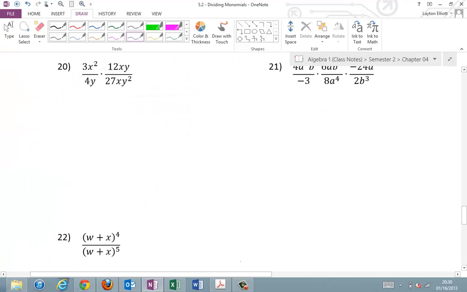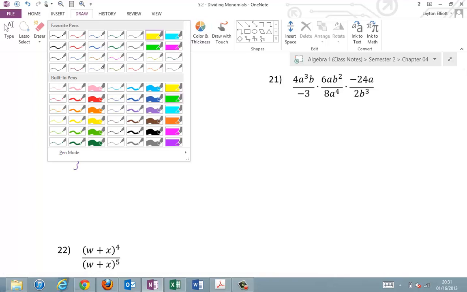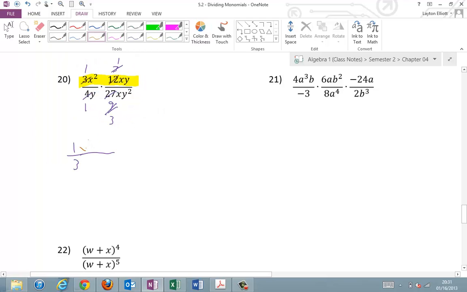Okay, number 20. We've got 3's to cancel, 1 and 9. 4 and 12 to cancel, 1 and 3. Then we have another 3 to cancel, 1 and 3. Oops. So I'm left with the 1/3. But let's extend the fraction bar. Let's look across the numerator. When I'm looking across the numerator, I'm looking this way. I'm just looking for x's and looking for y's. We have negative 1, x to the 3rd, y. And then I have an x, y to the 3rd in the denominator.